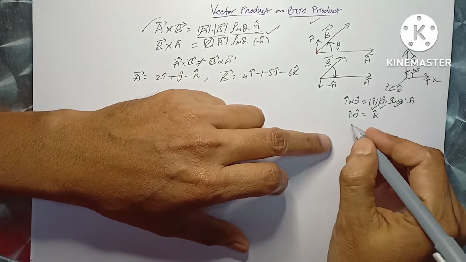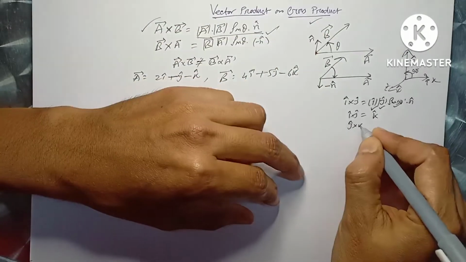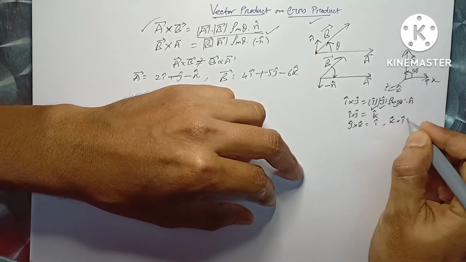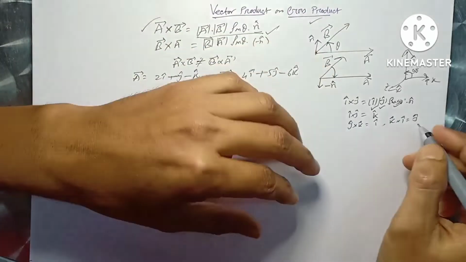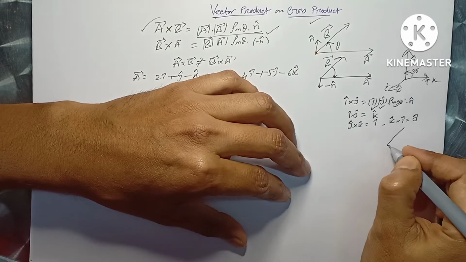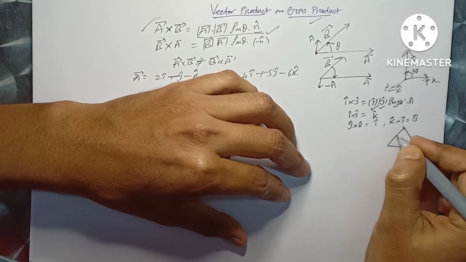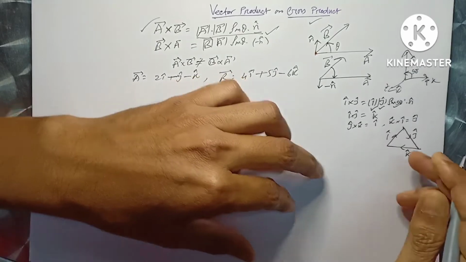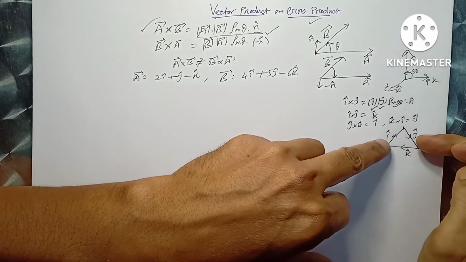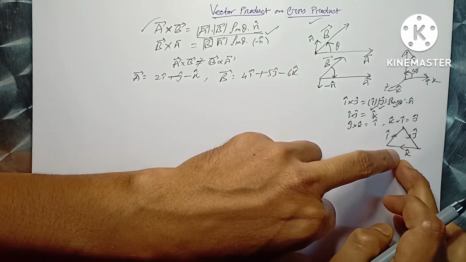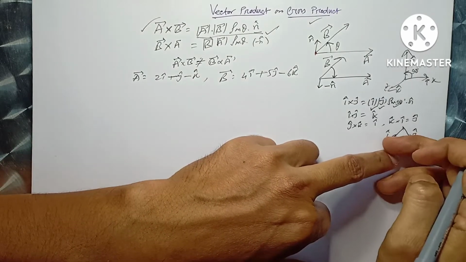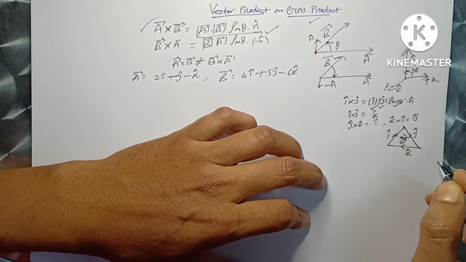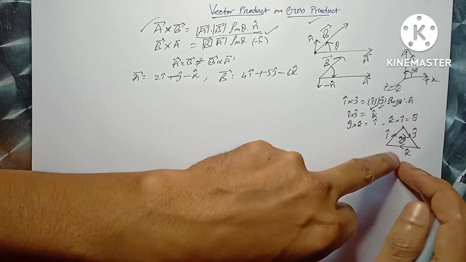In a similar way, j cap cross k cap equal to i cap, and k cap cross i cap equal to j cap. This can be written by a triangular formula, where we can write i cap, j cap and k cap. If we cross product the i cap cross j cap, then we get k cap. The clockwise direction is positive. So i cap cross j cap equal to positive k cap.